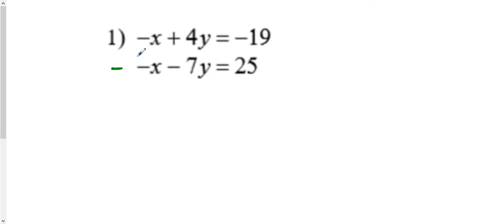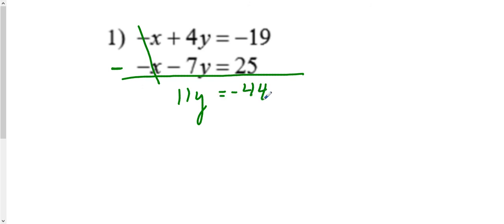So negative x minus a negative x is 0. 4y minus a negative 7y is 11y. And negative 19 minus 25 is negative 44. And so I just solve for y now. And y is equal to negative 4.